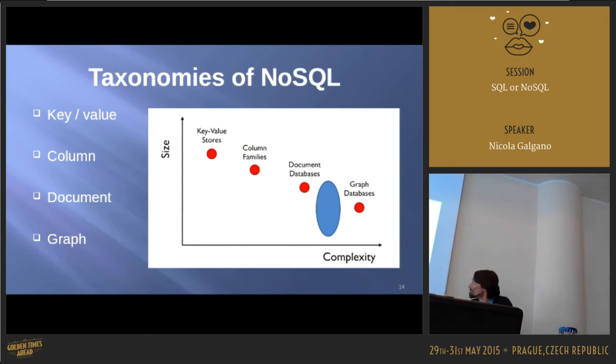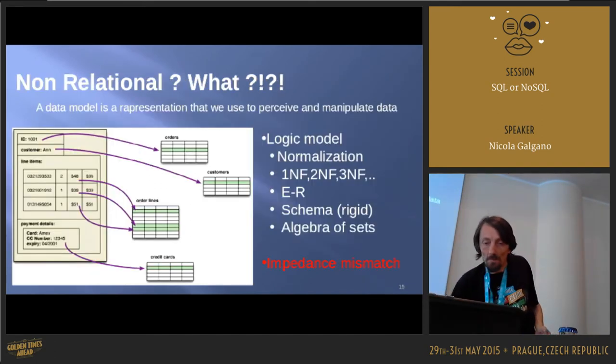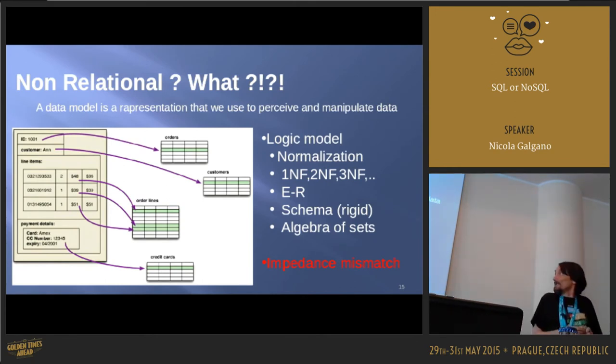In this graph, as you can see, the x-axis is the complexity. This blue ellipse is the relational database space. As you can see, the database that can handle the most complex queries, strangely, is the graph database. And the data store that is able to manage a big size of data is the key-value store. So all of you, I think, know what relational means: normalization, rigid schema, algebra of sets, relation, foreign key, and some other things like this.